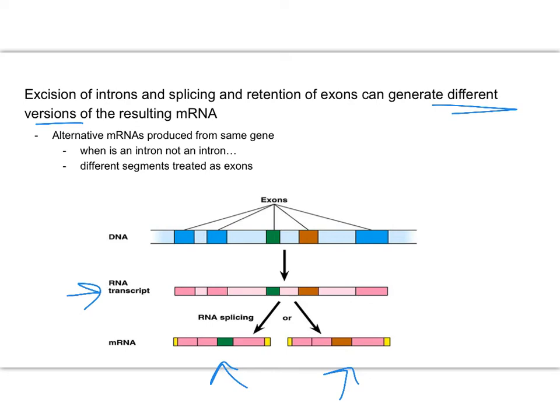This could happen when an intron is not really considered an intron. So maybe it isn't considered junk DNA for that particular version of the gene. I can also treat different segments as my exons depending upon the different versions of the gene. So if I look at the DNA, all the blue ones are exons, and so are the green and the red one. But in my two different versions of my final messenger RNA, I have one where the red has been spliced out and one where the green has been spliced out, giving me alternate messenger RNA versions, which will give me alternate proteins.